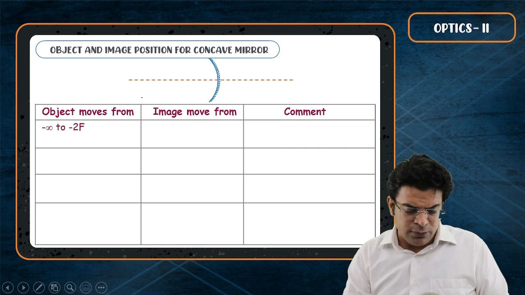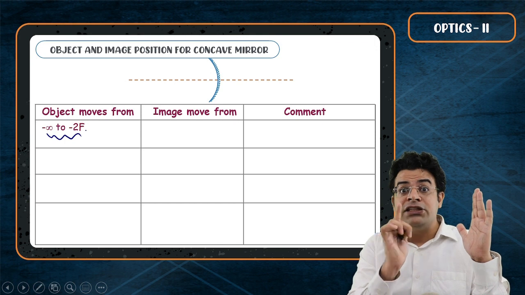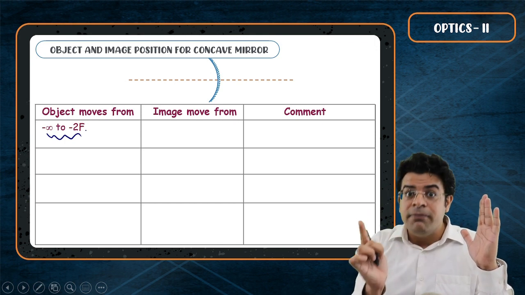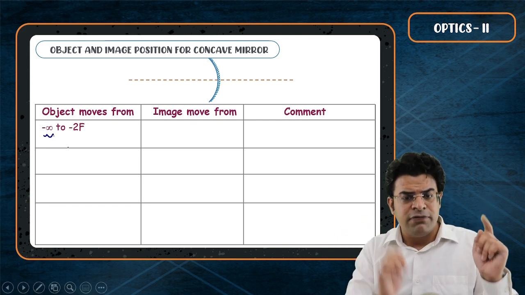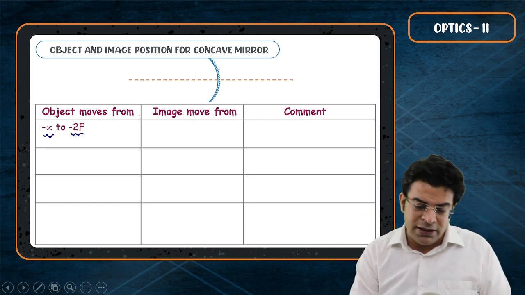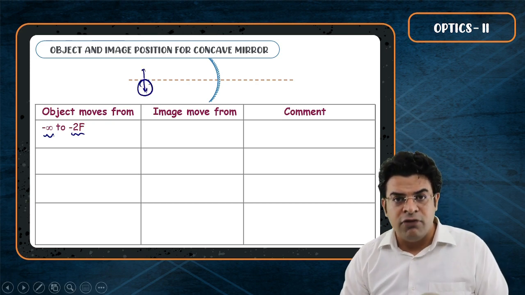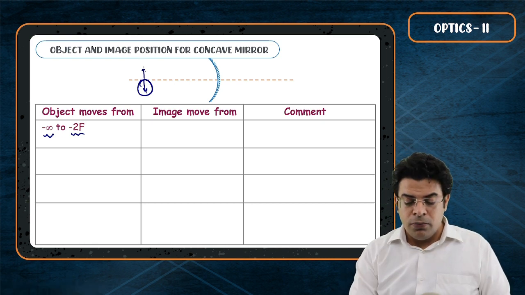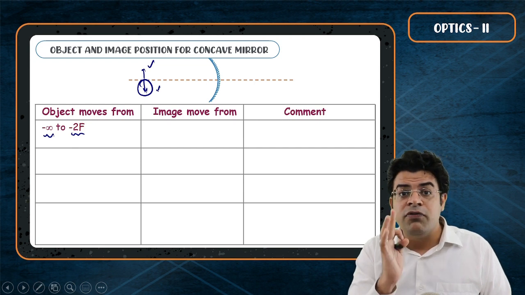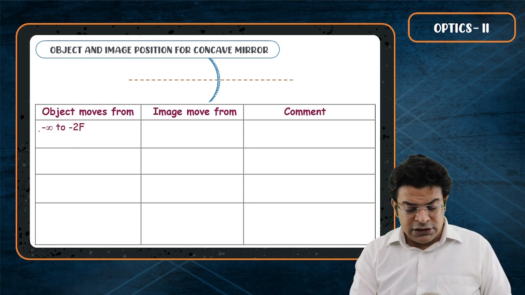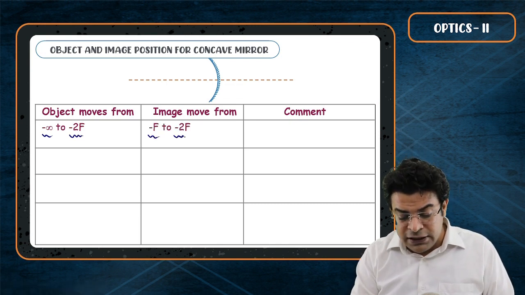So as the object moves from minus infinity to minus 2f, for minus infinity the image is at minus f, at the focus, but it will be measured as negative. So for object at minus infinity, image is at minus f. For object at minus 2f, image is at minus 2f. Sir, why are you every time drawing the image inverted? Because we have learned that when the object and image are on the same side of mirror, the image is inverted with respect to object. So as the object moves from minus infinity to minus 2f, the image moves from minus f to minus 2f.